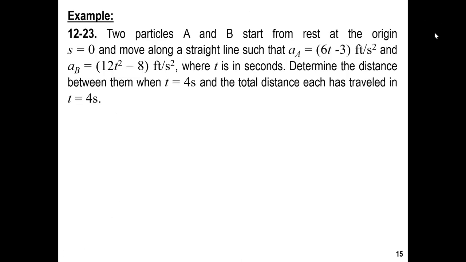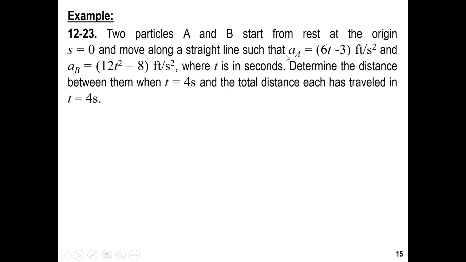Now let's do an example. You have two particles, A and B. They start from rest at the origin. So their initial velocity is zero. Their initial position is zero. They move on a straight line.